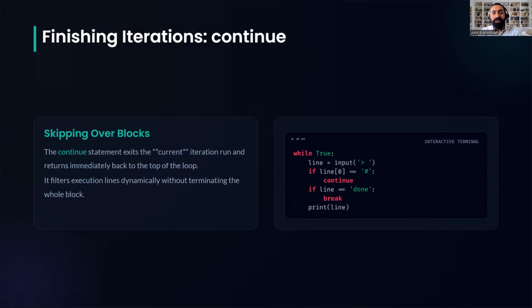While the break statement exits the loop entirely, the continue statement simply halts the current iteration and jumps straight back to the top of the loop to start the next step. In our code example on the slide, if the user input starts with a hashtag, the continue statement runs, skipping the print command and returning directly back to the top for the next input prompt. This is ideal for skipping commands or filtering unneeded records.